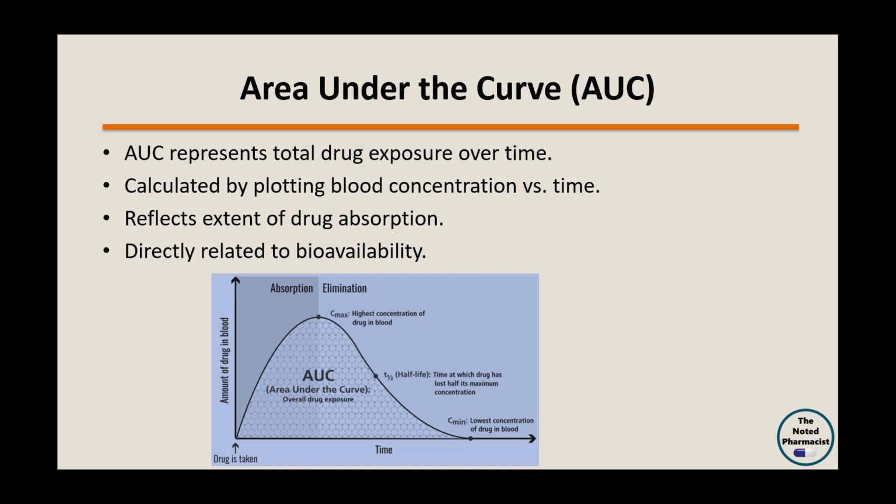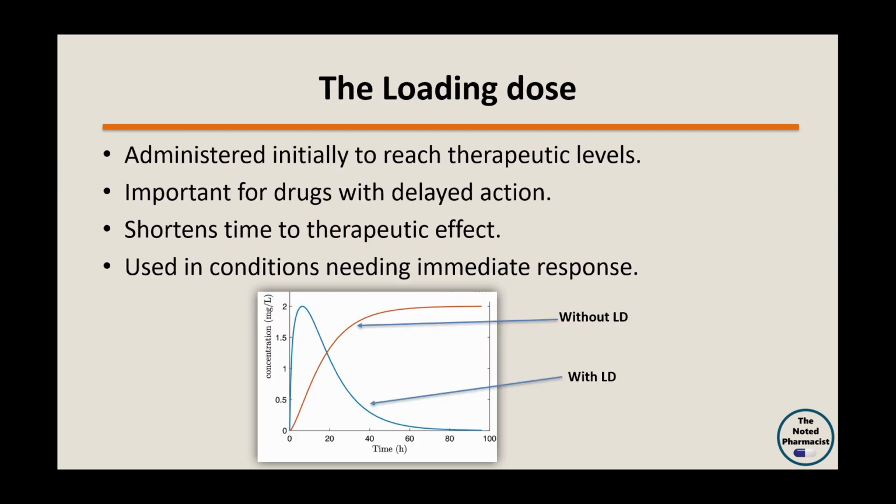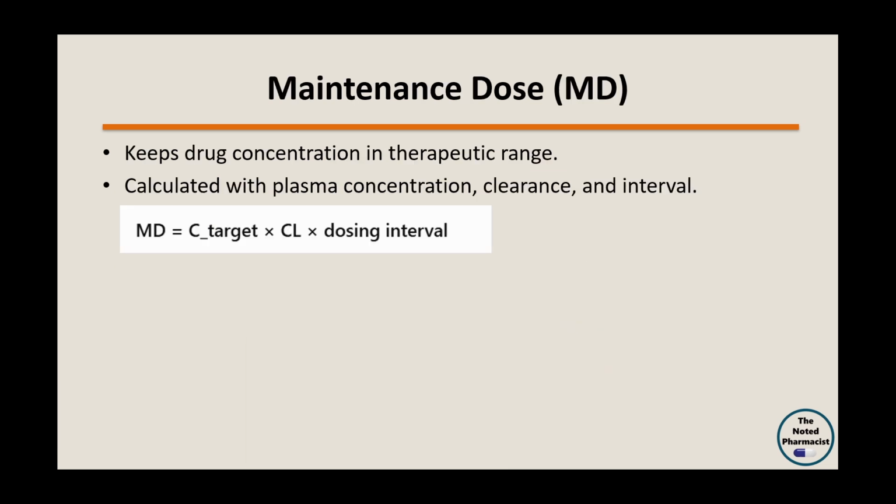Dosage regimens. A dosage regimen in pharmacokinetics is designed to maintain therapeutic drug levels in the body, typically involving a loading dose and a maintenance dose. The graph below shows the change in drug concentration as time elapses when a loading dose is given and when a loading dose is not given. The loading dose quickly raises plasma concentration to therapeutic levels, essential for drugs with long half-lives, like digoxin, to achieve rapid therapeutic effects. Maintenance dose.